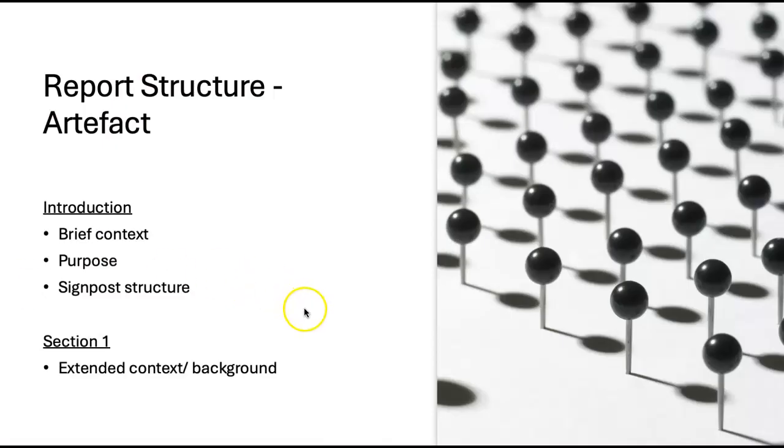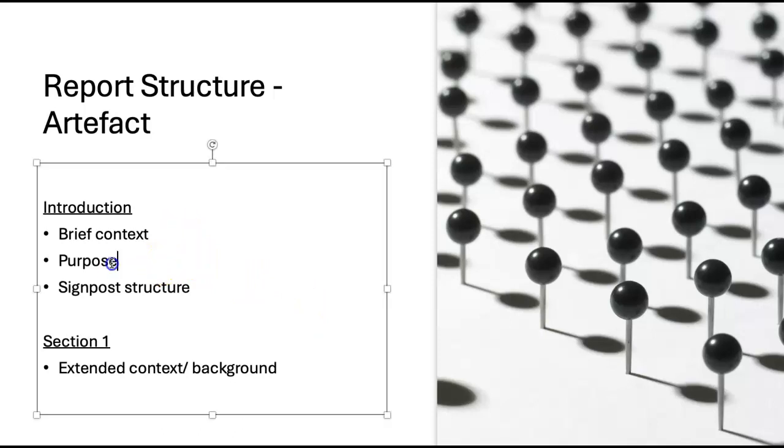Similarly, if you're doing an artifact, I think it's very important that you have some brief context in the introduction, but the most important thing is a sense of purpose. What is it that the artifact is going to do? And also in the introduction, I think you should signpost the structure of the report. In the first section, once again, I think you should be giving clear ideas of your research base, your context, and the background to your particular artifact.